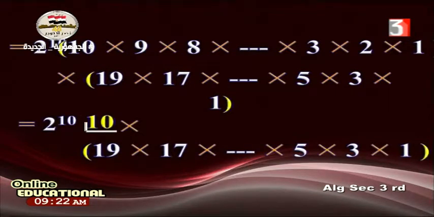or we put 10 times 9 times 8 and so on as factorial 10. Therefore, the answer is 2 power 10 times factorial 10 times the odd numbers starting from 19 times 17 times 15 to 1.